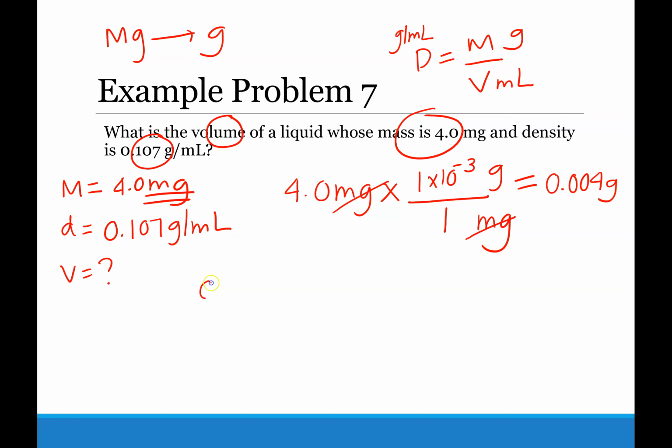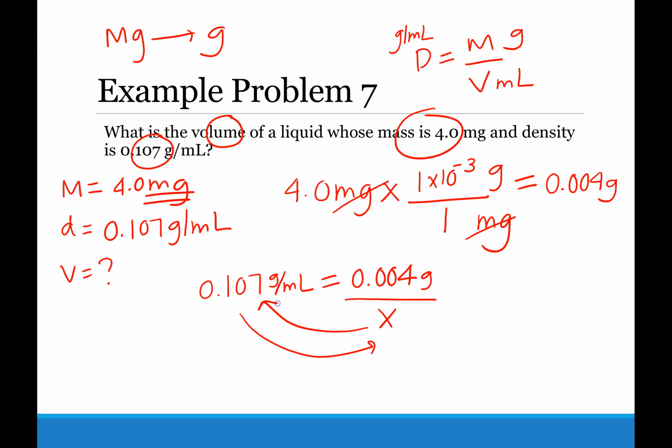So density, 0.107 grams per milliliter equals 0.004 grams divided by X for volume. Remember, the trick for calculating something in the denominator is just to switch positions with what is on the other side of the equal sign. So the problem then becomes X equals 0.004 grams divided by 0.107 grams per milliliter. Now you can see where grams cancels and we're left in milliliters.